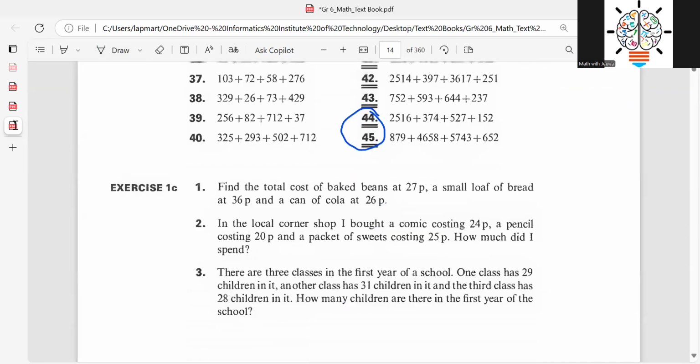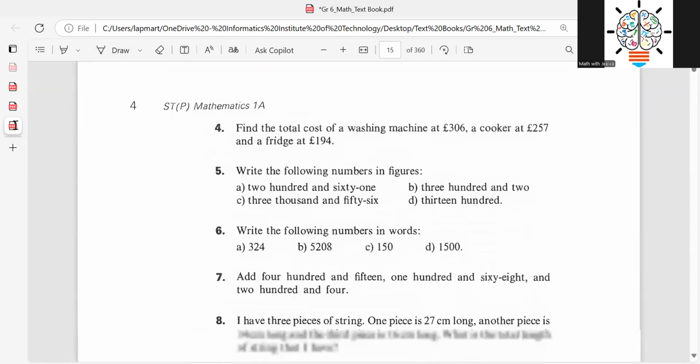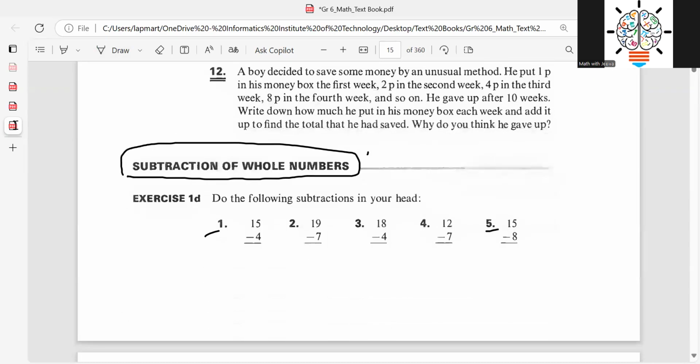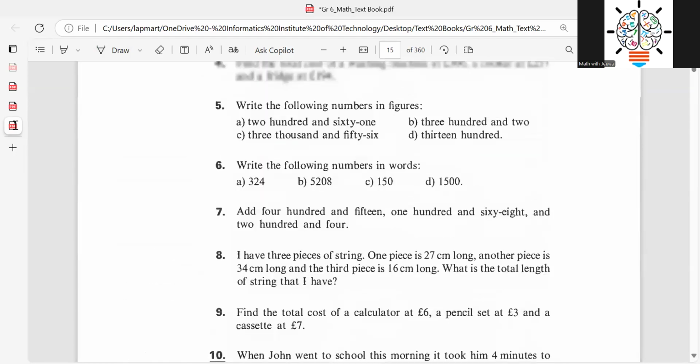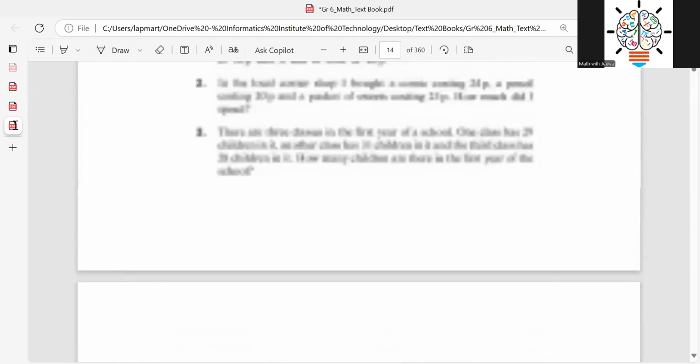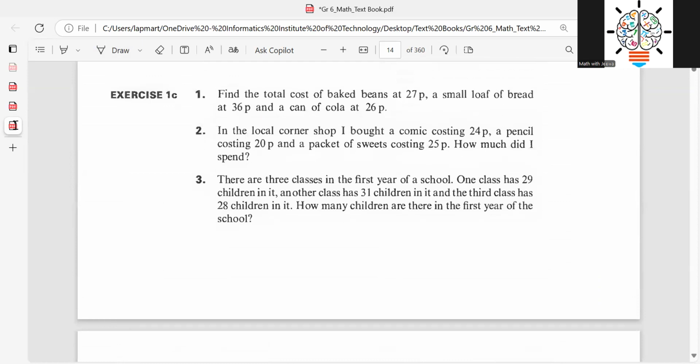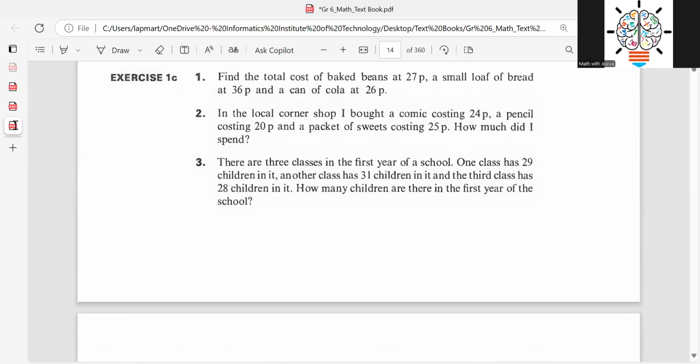I don't think we have enough time to start the subtraction, but before that, I have another 3 minutes. I'll explain how we can deal with worded problems. When you have something like this, if you can remember in your lower grades, you wrote the statement, then did the sum. Similar to that, here they are asking to find the total cost of baked beans, a small loaf of bread, and a can of cola.